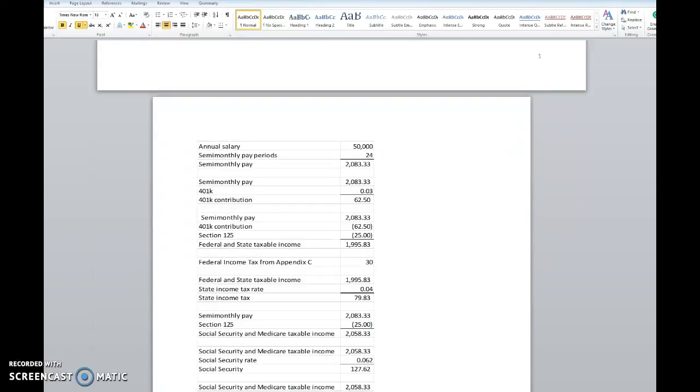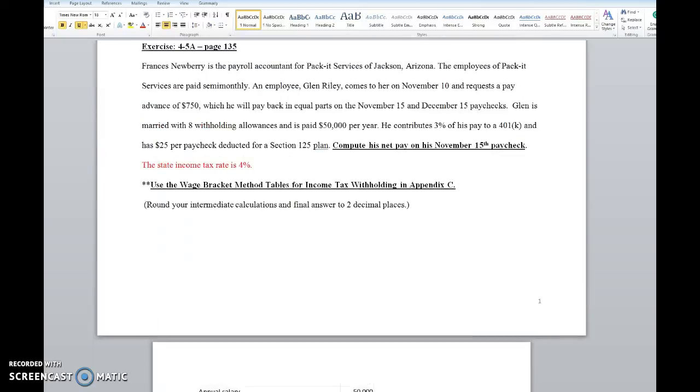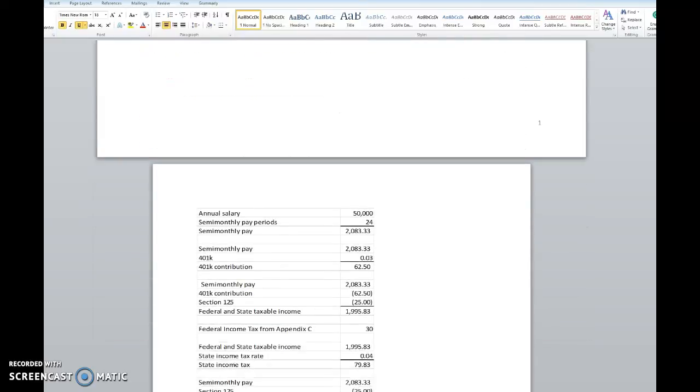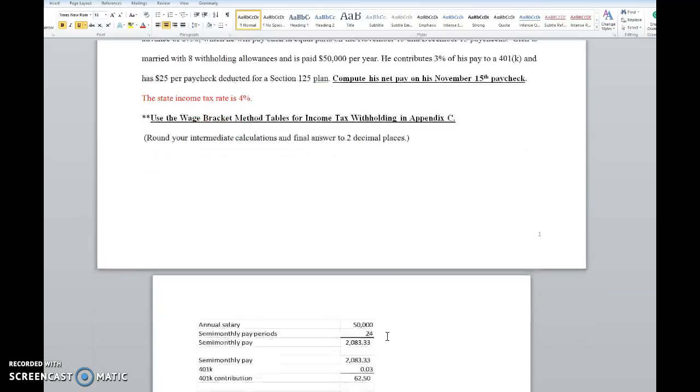So his semi-monthly pay is $2,083.33. His 401k, as stated in the problem, he contributes 3% of his pay to 401k. So 3% of his gross pay is $62.50. Remember, this 401k comes out pre-tax. If you take his gross minus his 401k contribution of $62.50 minus section 125, which is in regards to health insurance, and that is also stated in the problem, he contributes $25 per paycheck. But remember, he's paid semi-monthly.